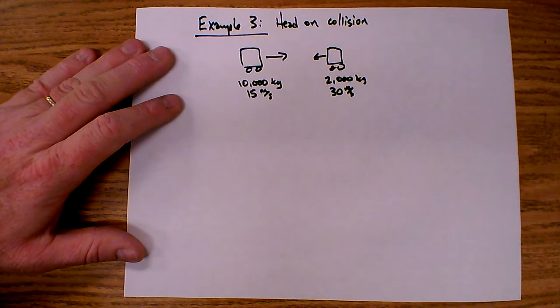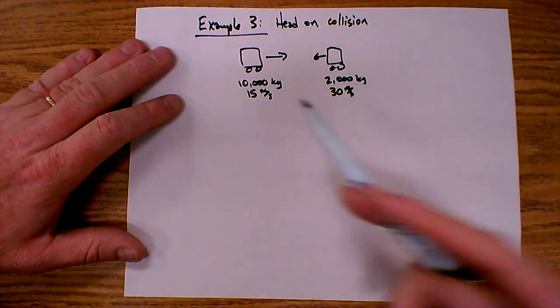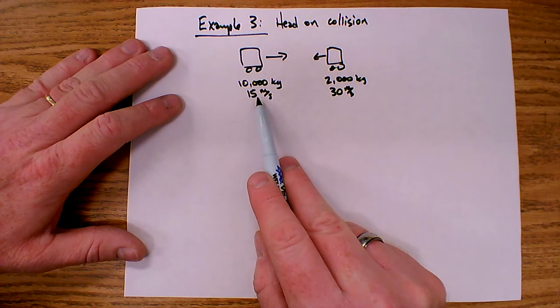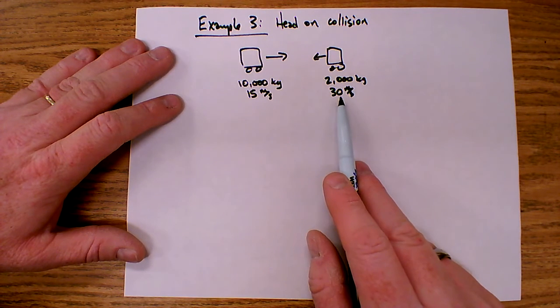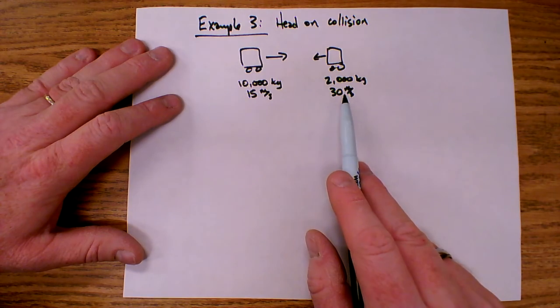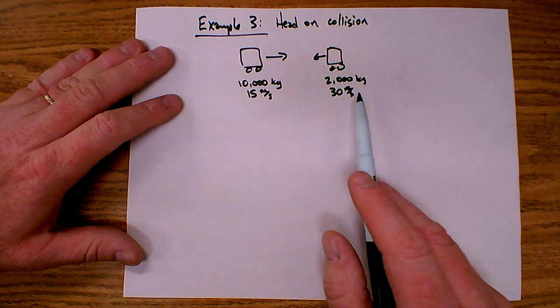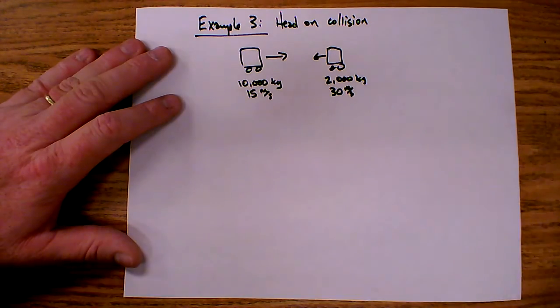Let's do another example, a head-on collision. So in this case, I've got a 10,000 kilogram truck moving to the right at 15 meters per second. I've got a 2,000 kilogram car moving to the left at 30 meters per second. And let's suppose that they collide and they stick together. And I want to know what happens after the collision.